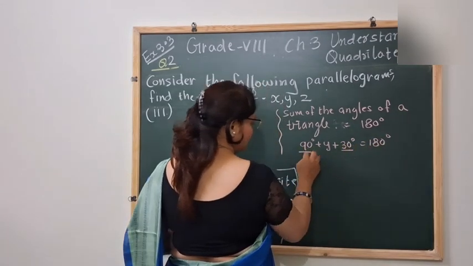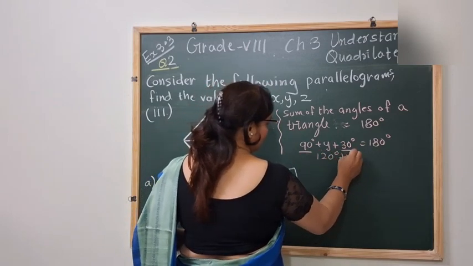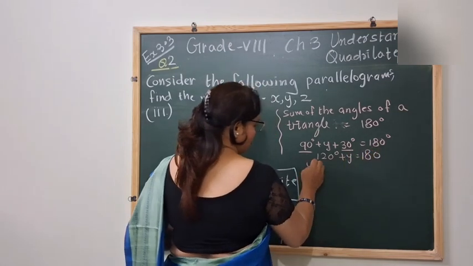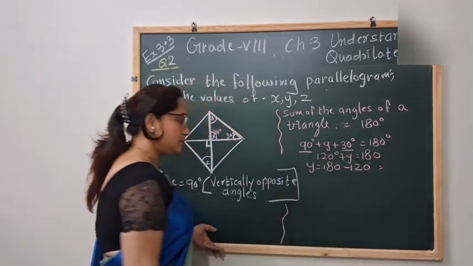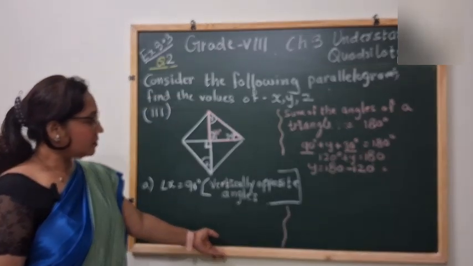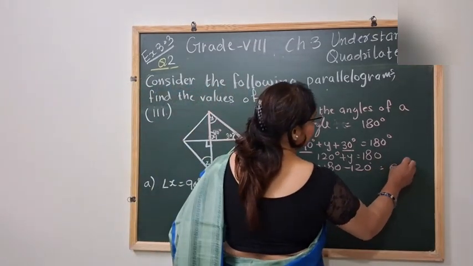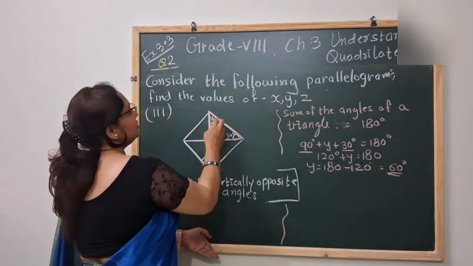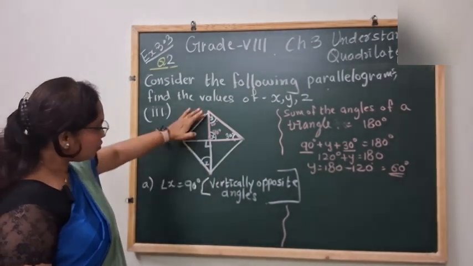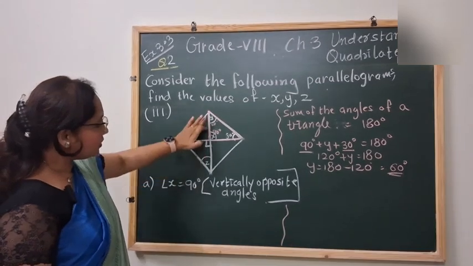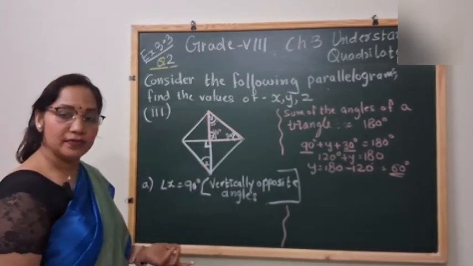If I add these two, 90 plus 30 is 120 degrees, plus y is equal to 180. y is equal to 180 minus 120 is equal to 60 degrees. Yes, so I got the value of y also as 60 degrees. Now what is required is z. Now see students, y and z. Can I say they are alternate angles and alternate angles are always equal? Yes. So if y is equal to 60, z will also be 60.